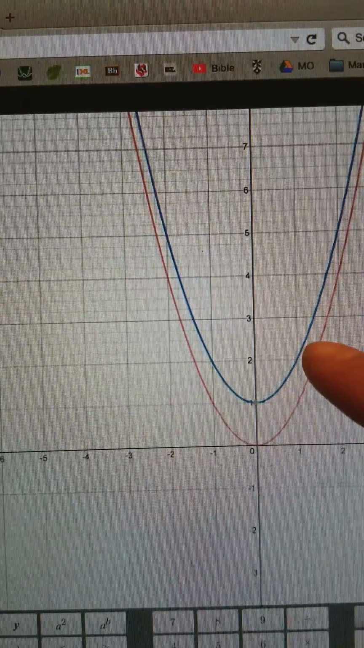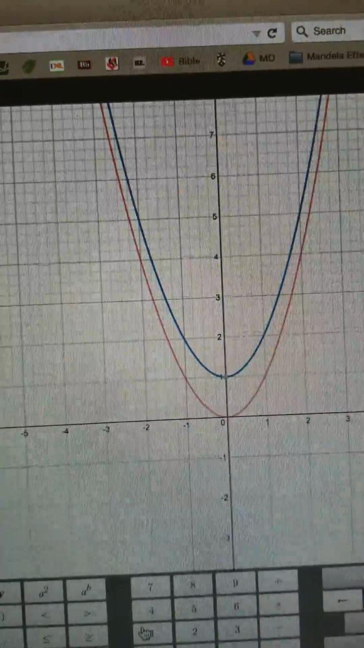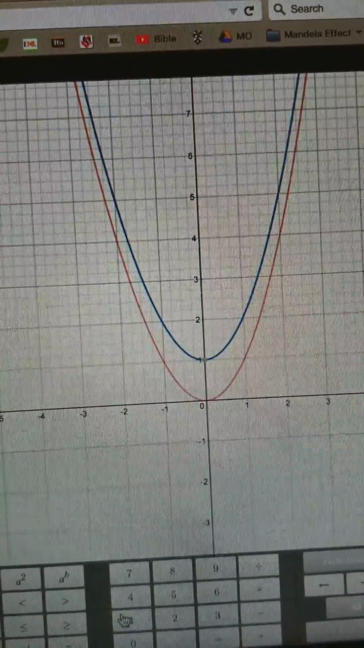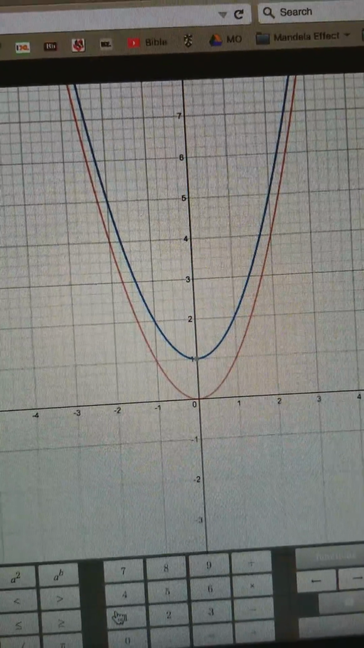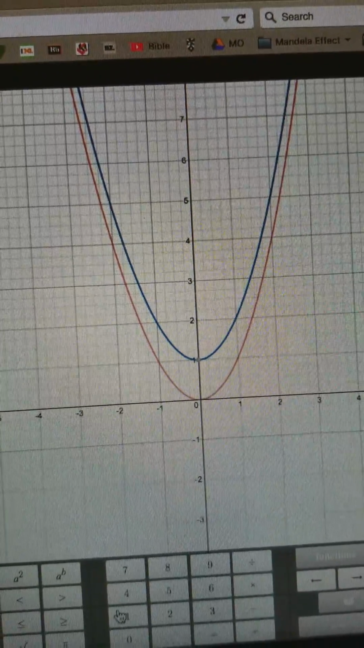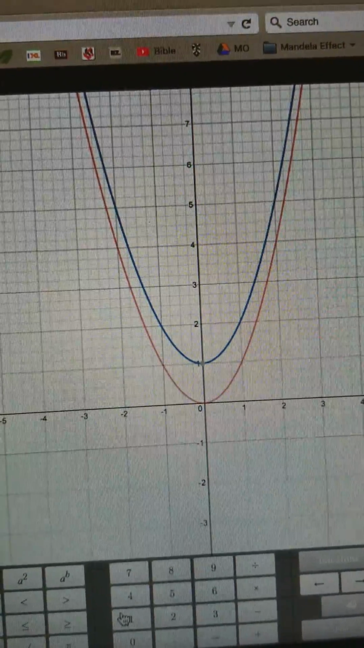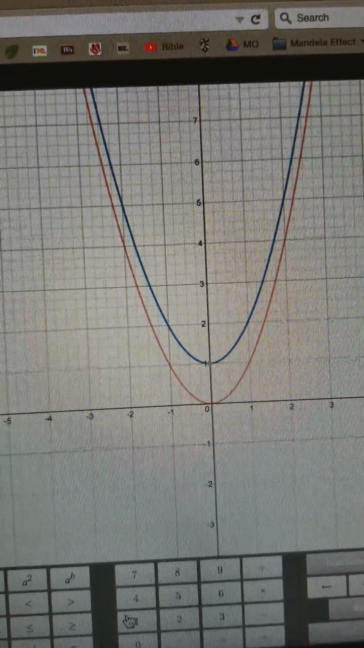So 1 went up to 2, 4 went up to 5, 9 went up to 10, etc. So what's happened to our parabola as we added 1? It actually just took the entire parabola and just shifted it up. And it kept the exact same shape, but it shifted it up 1 unit.